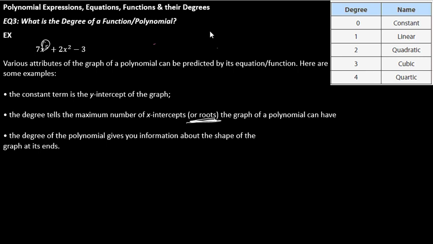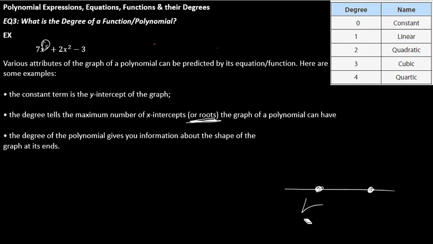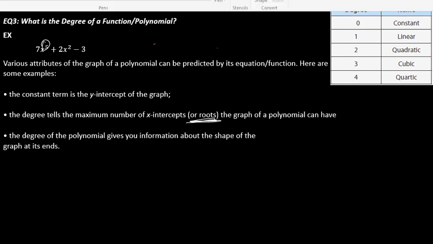Okay, so if this is a fifth degree polynomial, that means that it could intercept the x-axis at most 5 times. So a quadratic, if you remember, okay, so this is just an example, it's an upside down parabola. Well, it has a maximum of 2 roots or 2 x-intercepts. Okay? So that fifth degree polynomial up there can have a maximum of 5.